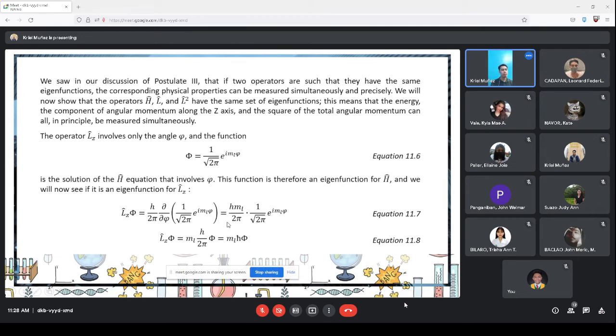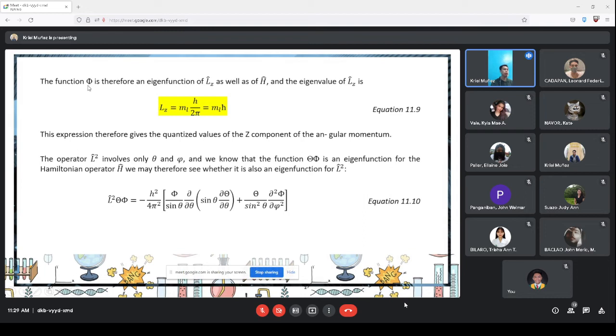And that gives us h m sub l over 2 pi as the multiplier, which is also our eigenvalue. So your L sub z hat acting upon the phi equation gives us m sub l h over 2 pi times the returned wave function, which is equal to m sub l multiplied by h bar, which is equal to h over 2 pi times m sub l times the phi equation. Okay, so the function phi is therefore an eigenfunction of L sub z, as well as of h hat.